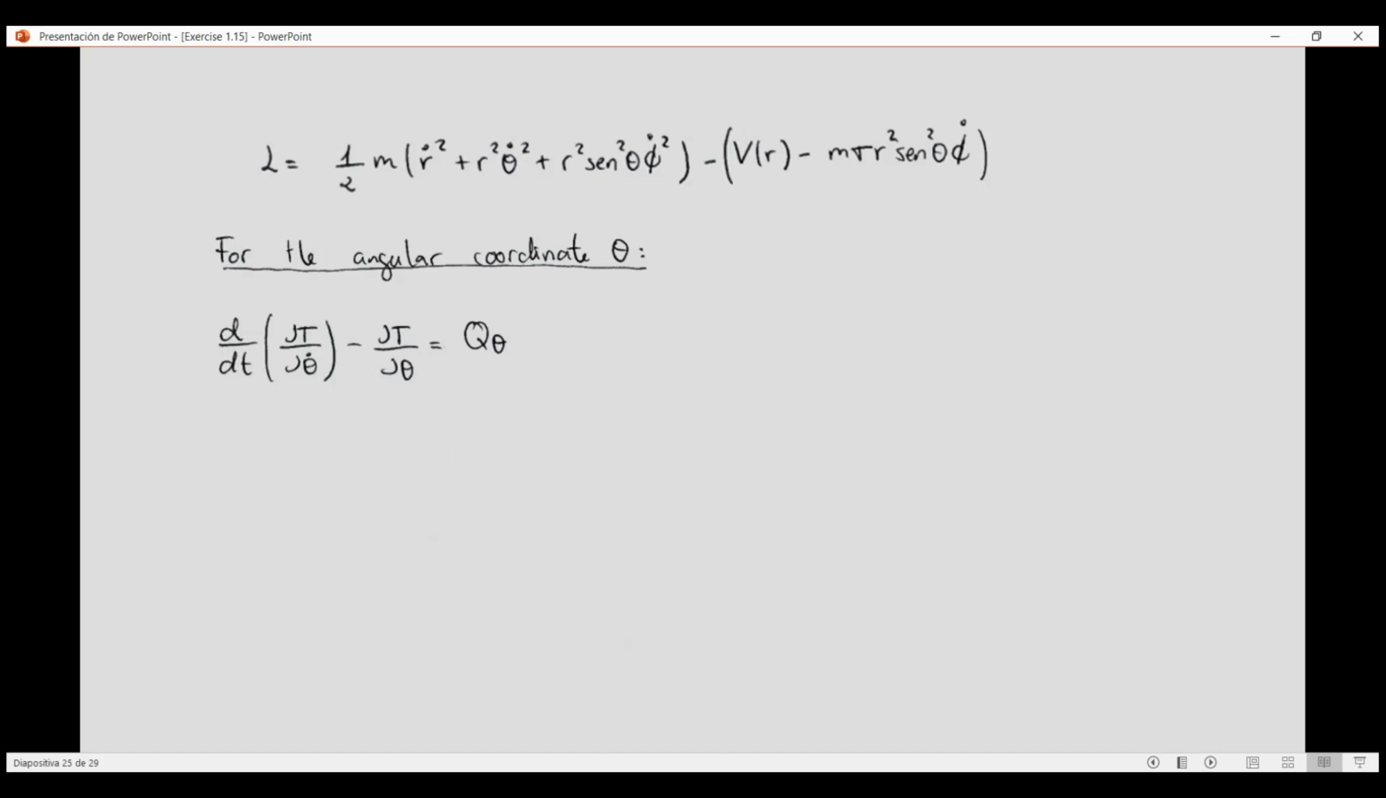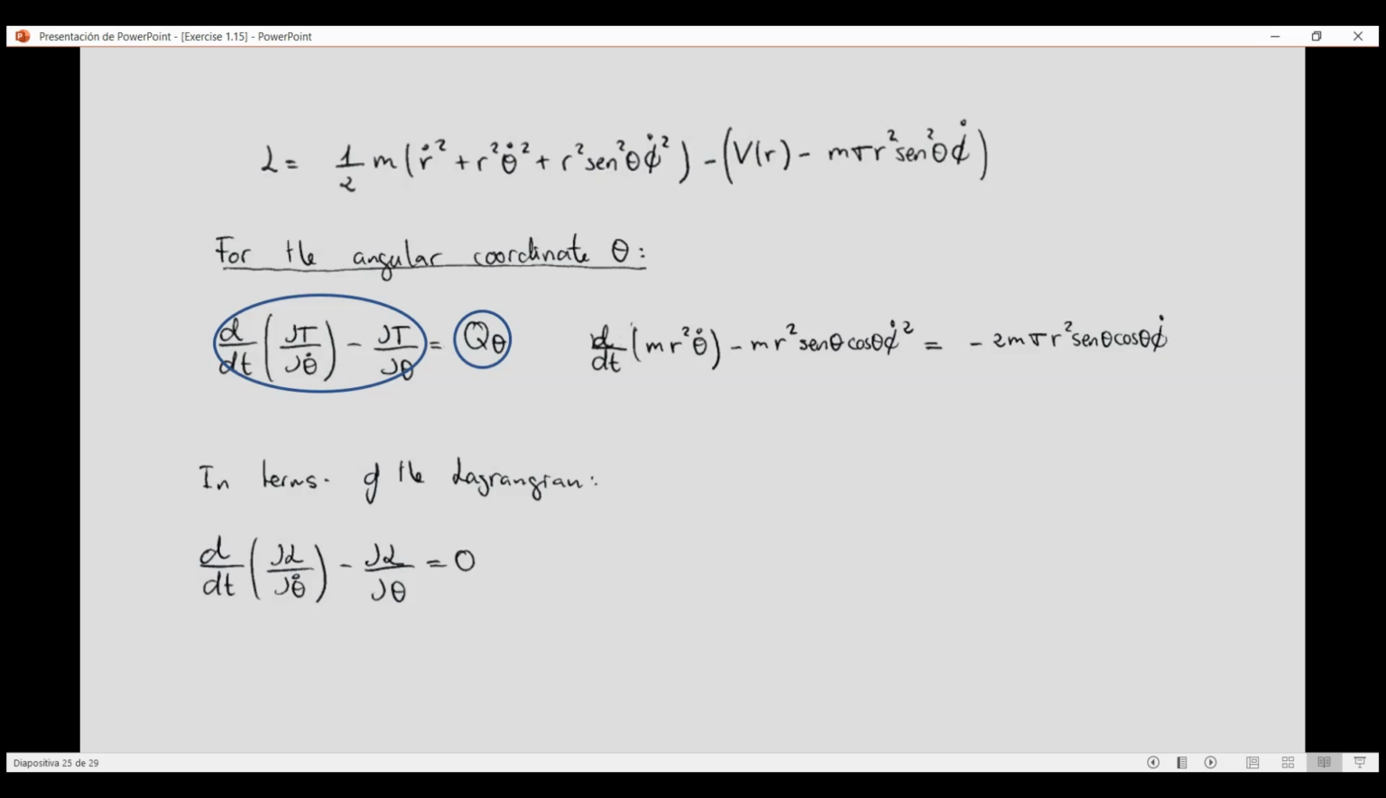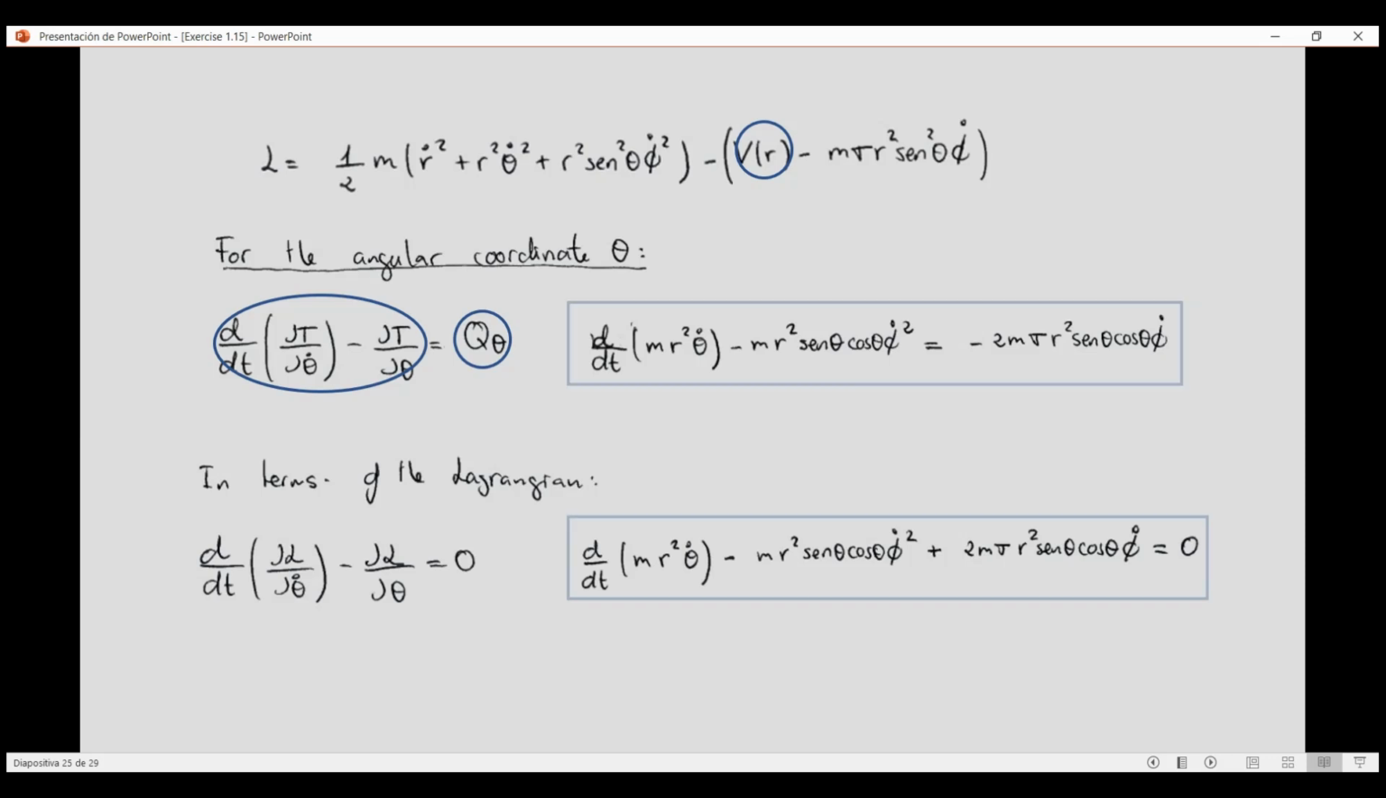We proceed the same for the equations in theta. If we differentiate the kinetic energy, we obtain this part here. We bring in Q theta that we calculated before. And now, to double check, we obtain it directly from the Lagrangian. In this case, the central part of the potential, capital V, does not depend on the angle. And we see that both equations coincide as before, so it means Q theta was correct.